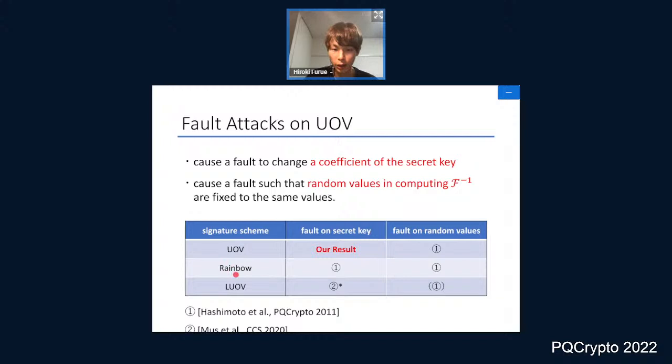Rainbow and LEOVA. In 2011, Hashimoto et al. proposed a fault attack on Rainbow using faults caused on the secret key, and also proposed an attack on EOVA and its variants Rainbow and LEOVA using faults caused on random values. And Mus proposed an attack on LEOVA using faults caused on the secret key. And in this study, we propose a new fault attack on the plain EOVA scheme using faults caused on the secret key, like this.